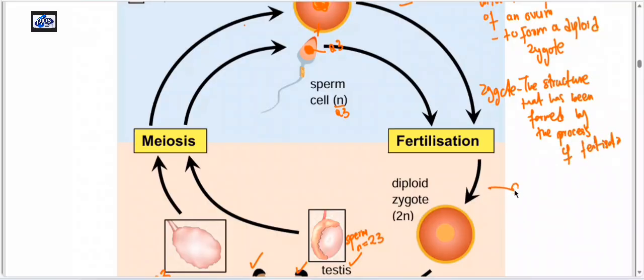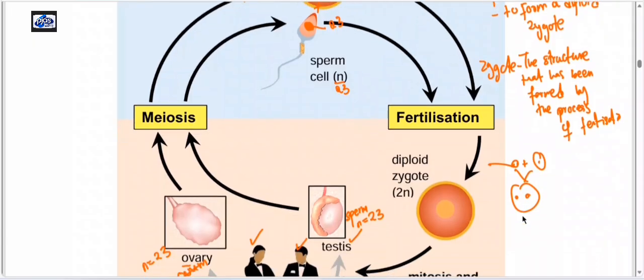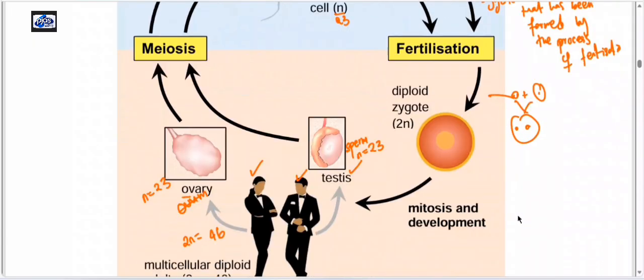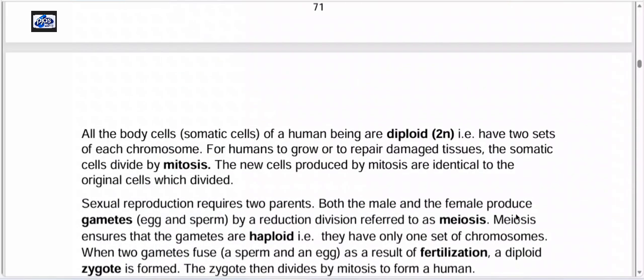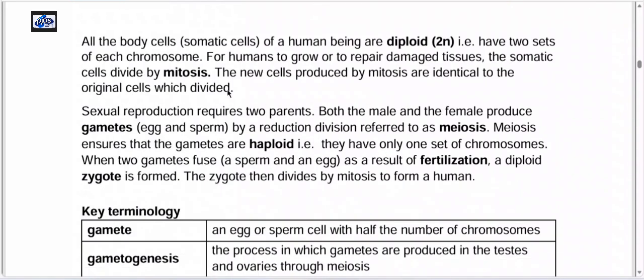So this will be the sperm, this will be the ovum. All right, so here we have the diploid zygote. This is what you just needed to understand, good people. Again, this is just the introduction of human reproduction.